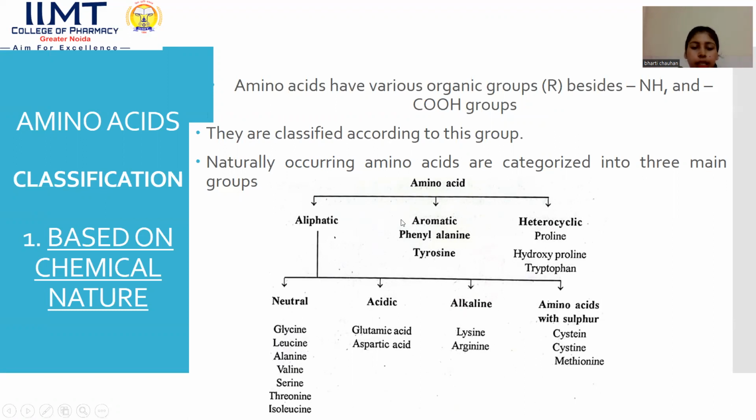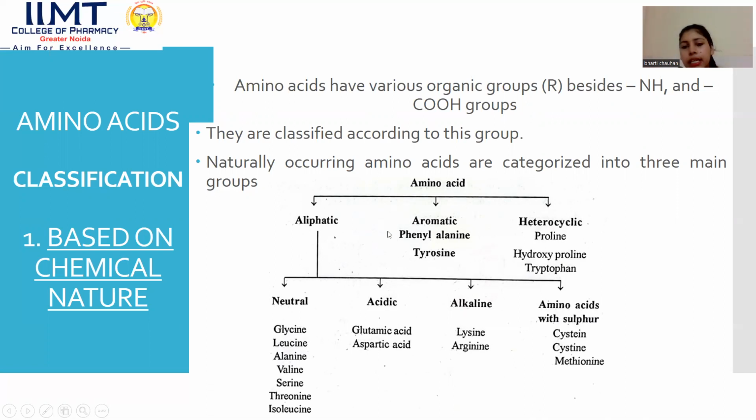Next, the acidic group: these have two carboxyl groups and one amino group in their structure. They have acidic nature due to the extra carboxyl group. Third is alkaline. They have an extra amino group at R position, so they are alkaline in nature. Last, amino acids with sulfur: as the name tells, there is a presence of sulfur group in their structure. Examples are cysteine, methionine.